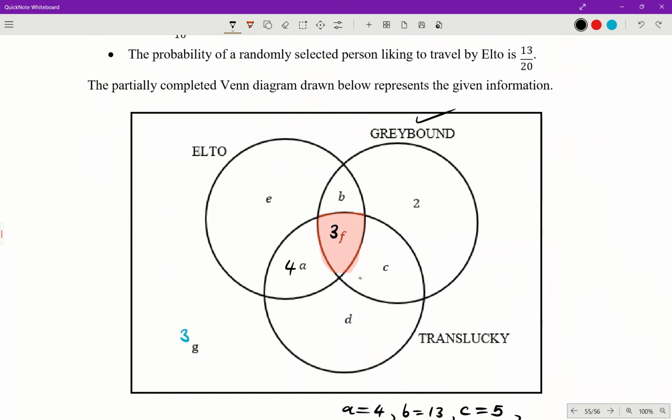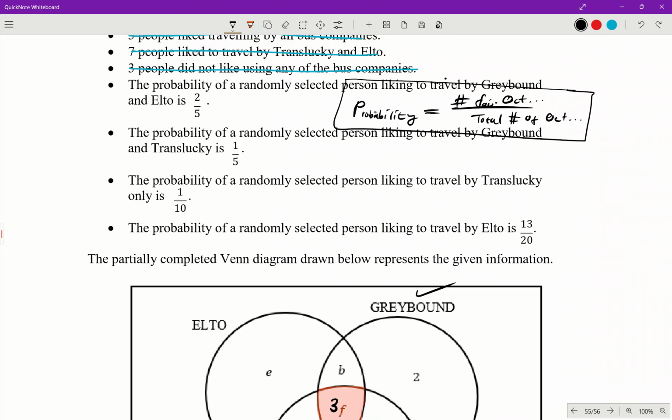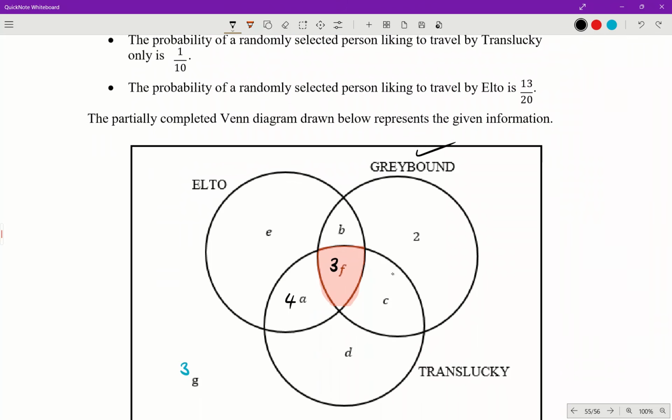So it is this one here. You don't have to waste time. It is this D part. So you simply say, all right, the probability is 1 over 10, you are given. This is equal to what? The favorable outcome is Translikely, and if we check within Translikely, it is D there.